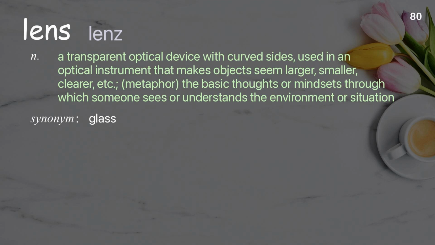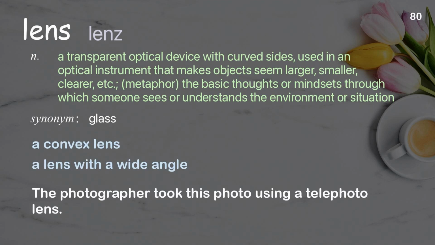Lens. A transparent optical device with curved sides, used in an optical instrument that makes objects seem larger, smaller, clearer, etc. Metaphor, the basic thoughts or mindsets through which someone sees or understands the environment or situation. Examples: A convex lens. A lens with a wide angle. The photographer took this photo using a telephoto lens.